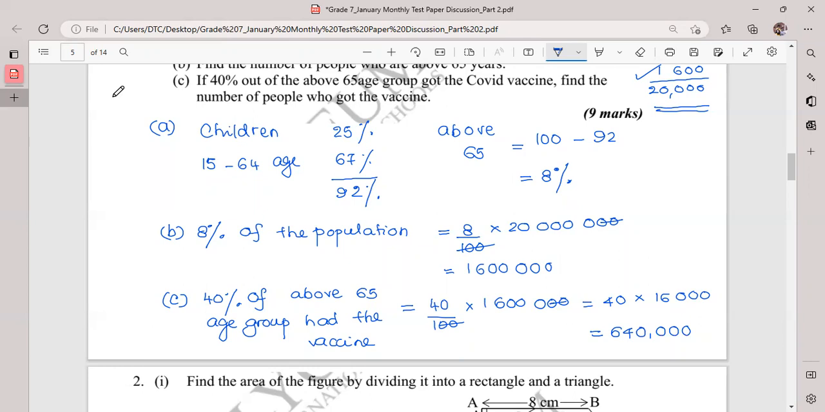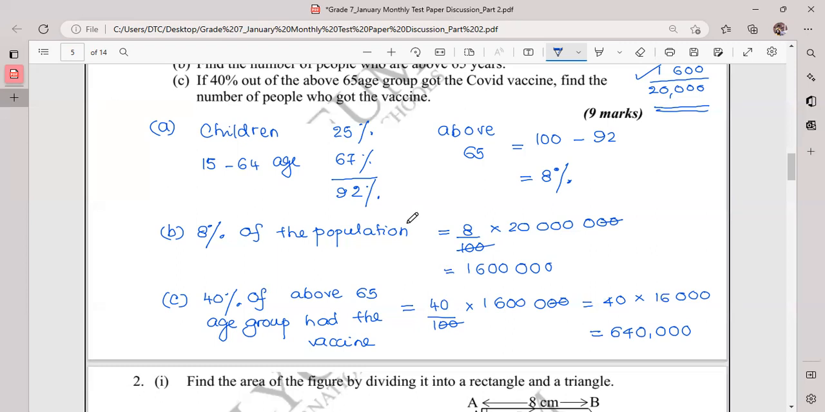Then 8% of the total population. So then how do you find 8% of 20 million? It gives me 1,600,000. So then out of these people, they have got 40%, they have got the COVID vaccine. So then how to find the number of people who got the vaccine? 40% of 1,600,000. When you simplify, it is 640,000.